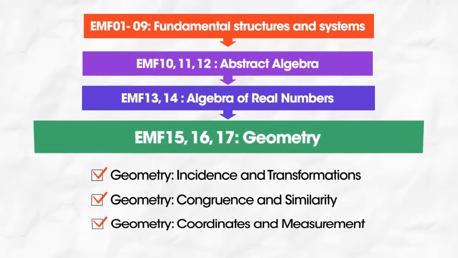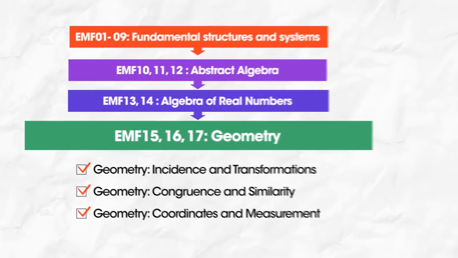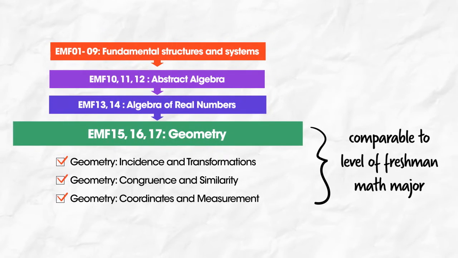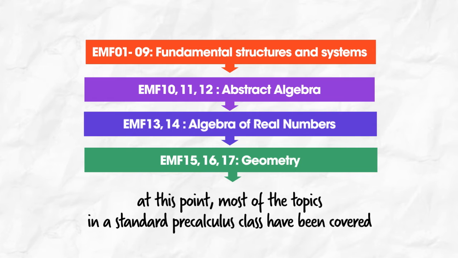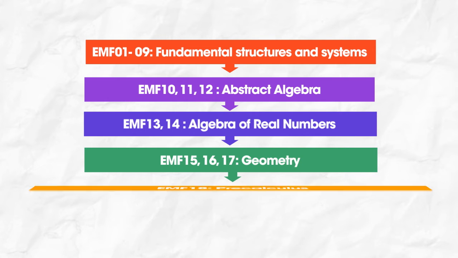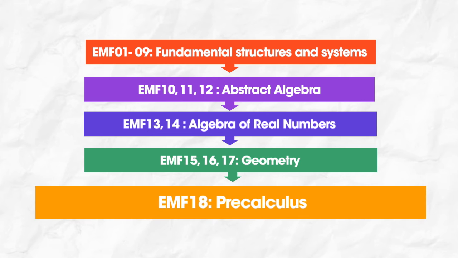Then there are 3 courses that cover geometry from an abstract algebraic point of view, again at about the level of a freshman math major. At this point, most of the topics in a standard pre-calculus class have been covered. The few that remain are dealt with in the final EMF course.